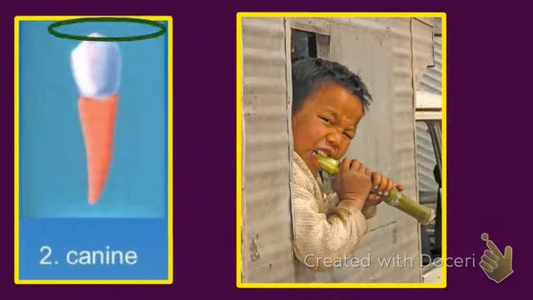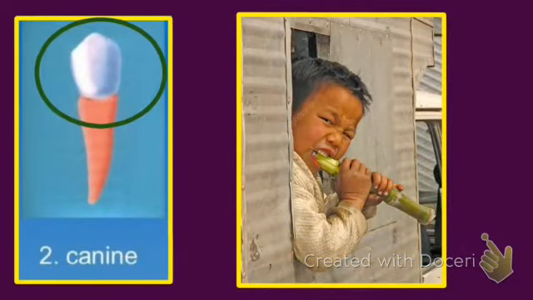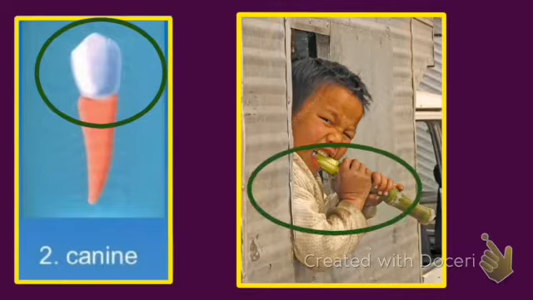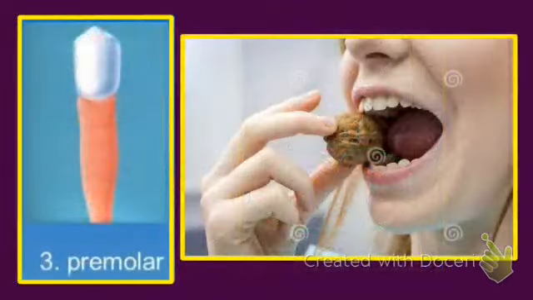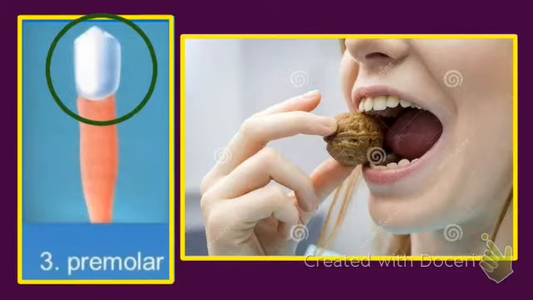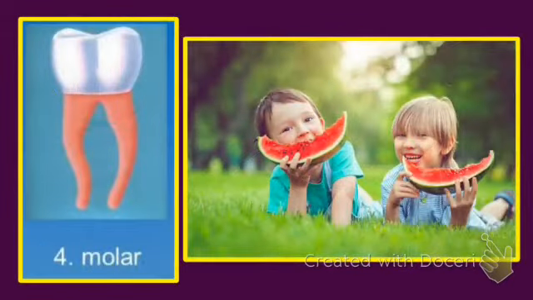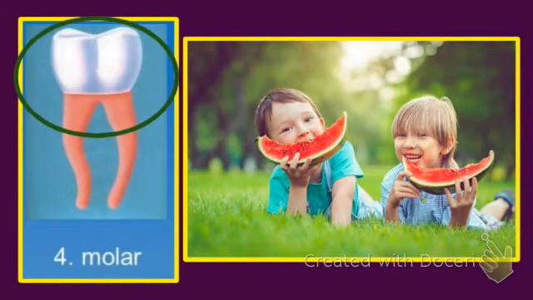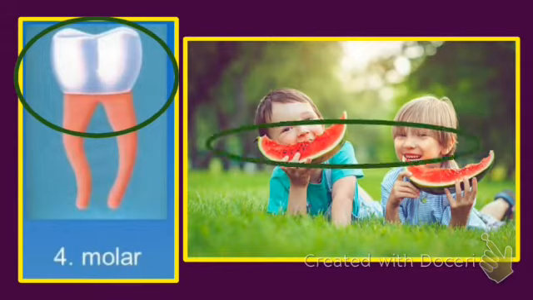See the shape of the canine? They are used to tear the food. Premolars have a flat surface. They are used for grinding or crushing the food. Molars are much bigger than the premolars and have a flatter chewing surface. Their function is to chew and grind the food into smaller pieces.